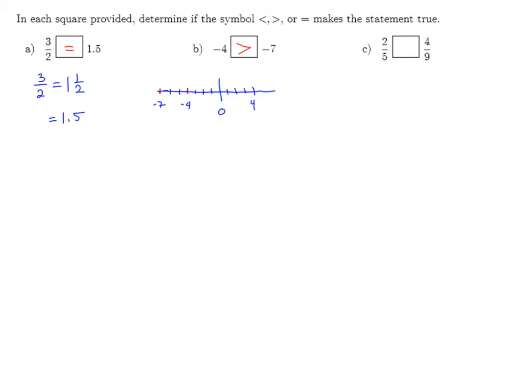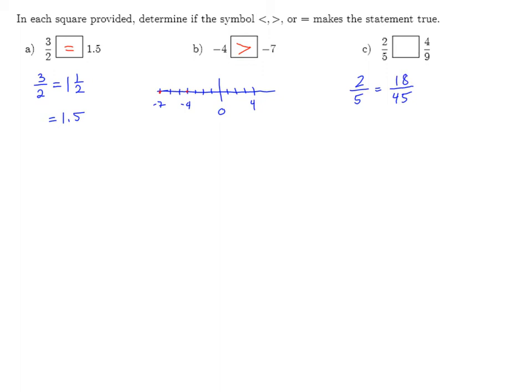So 2/5 and 4/9, 5 and 9, the lowest common denominator or the lowest common multiple of those two numbers, is going to be 45. So I'll rewrite 2/5 as some number of 45ths. And so to build that fraction, I have to multiply that denominator by 9. So also multiply that numerator by 9 and get 18 45ths.